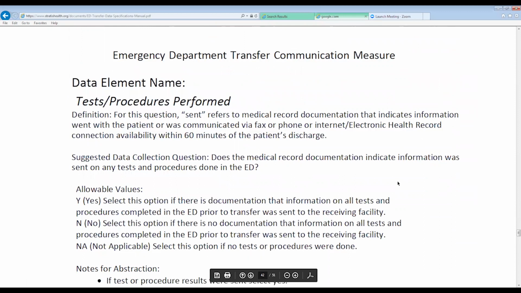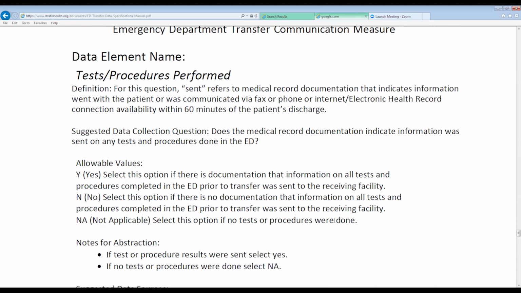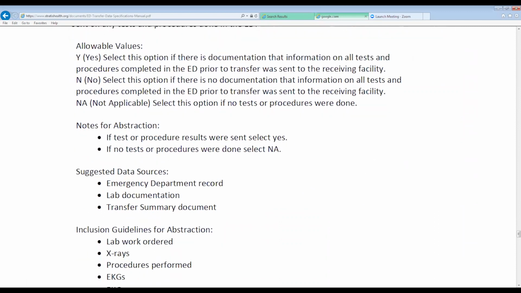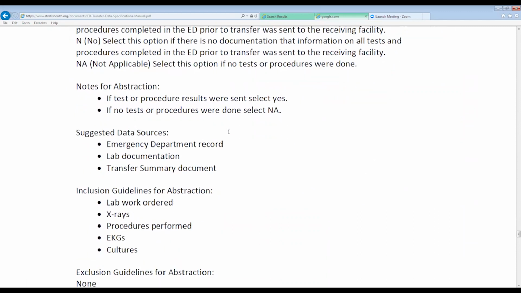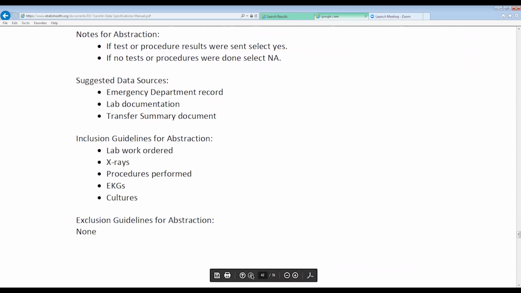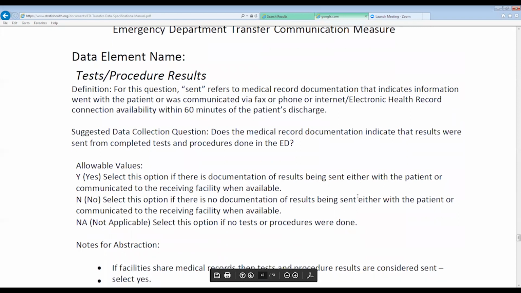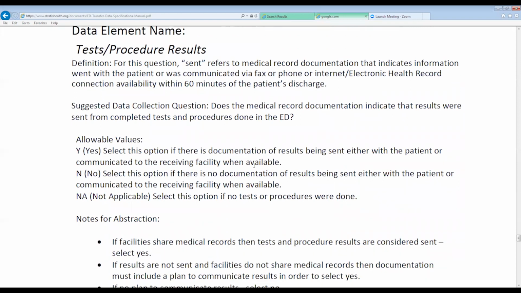Test procedures performed: any labs, any x-rays, any of that information, if they were performed, should be sent. This one is just saying, hey, these were performed, that should be sent. This next one is talking about the results. For any labs, for any x-rays, those should be sent.